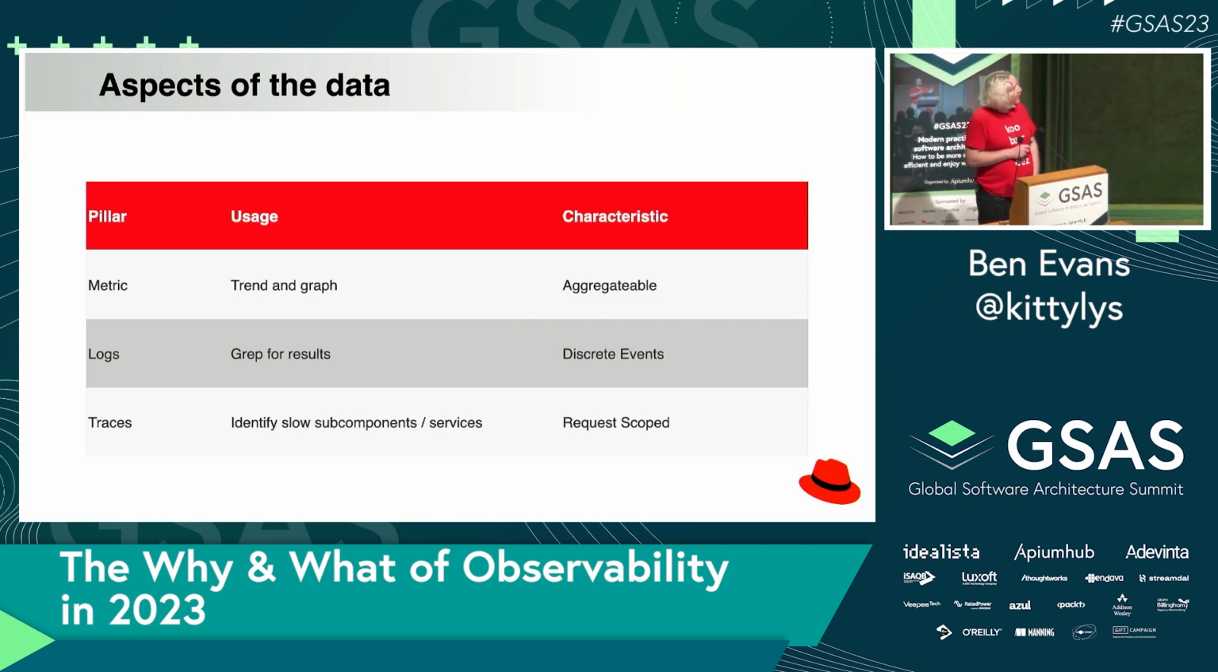Logs. Well, the great thing about logs is you can grep for things in them. And as ops teams have been doing since time immemorial, that's what you do. Their characteristic, which separates them from the others, is that they are discrete events. They happen at a single point in time, and I suppose in space as well.